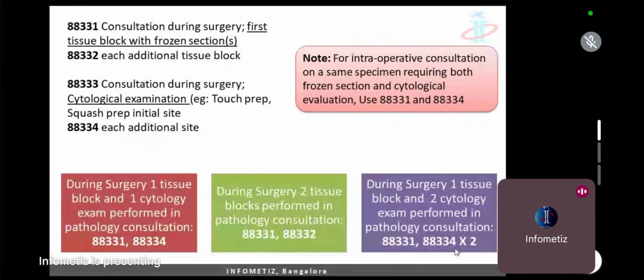Always remember the golden rule, which is: the number of specimens is equal to the number of codes.